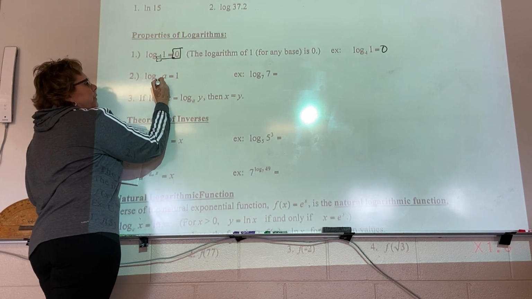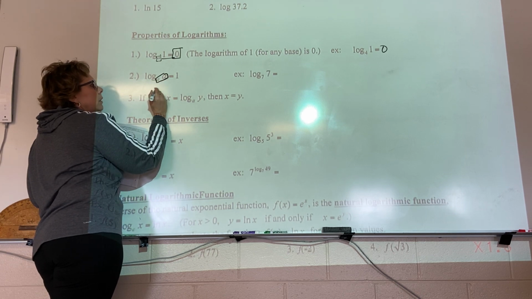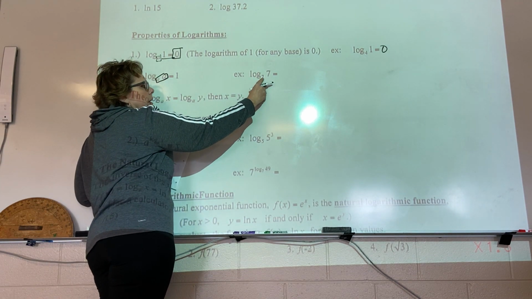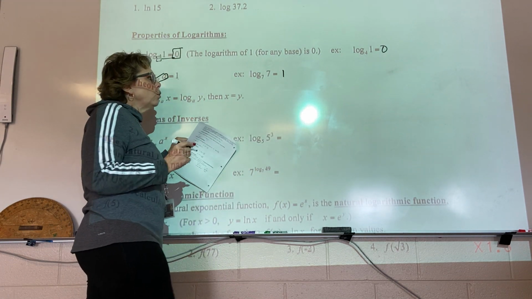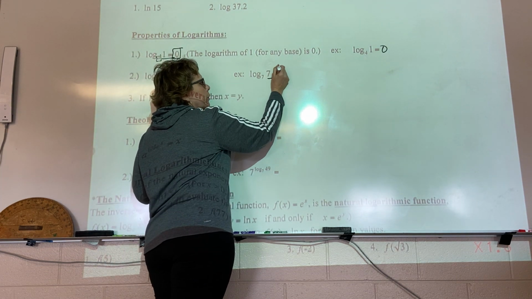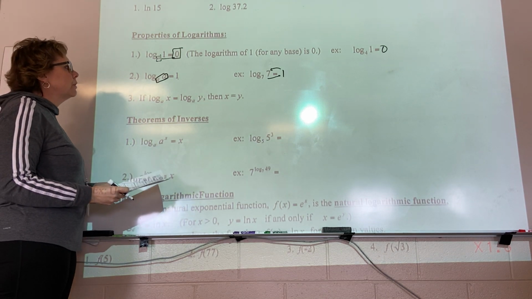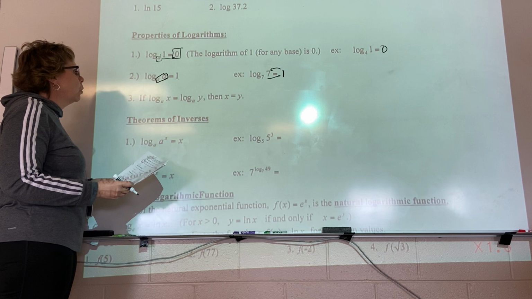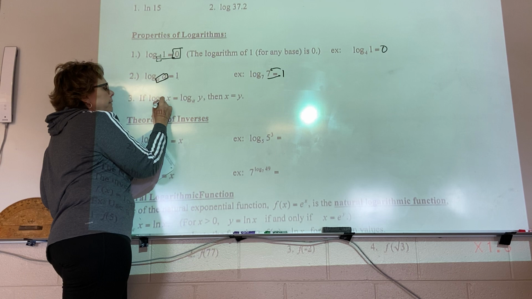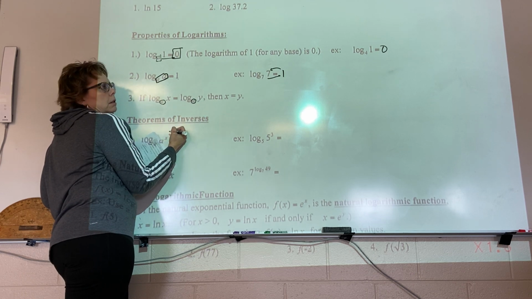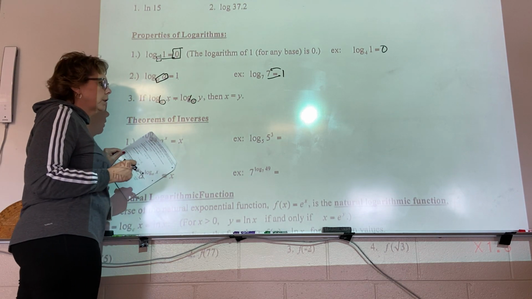Second property is if the base and your answer are the same. Look at my example, log base 7 of 7. You're always going to get the value of 1. How does that work? Well, 7 to the first power gives me back 7. So that will always be equal to 1. And then if you have equivalent equations and they have the same base, then they just drop, and x is equal to y. They have to be equal to each other.